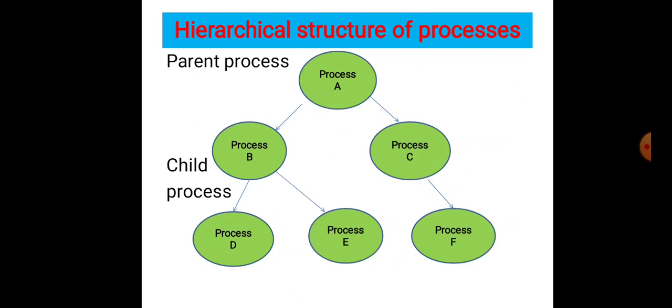Let me show the hierarchical structure of processes. Here are process A, process B, process C and D, E, F. These are all the processes. Here process A is the parent process and all the remaining are child processes. You might observe here that child processes are creating new processes. This is the hierarchical structure of the processes.